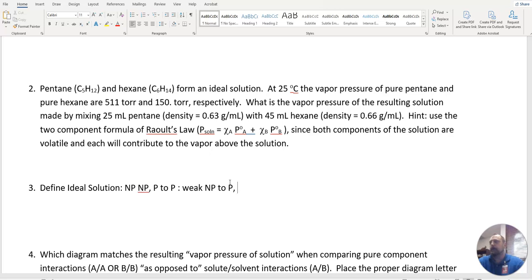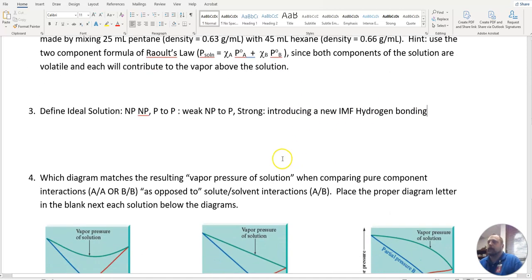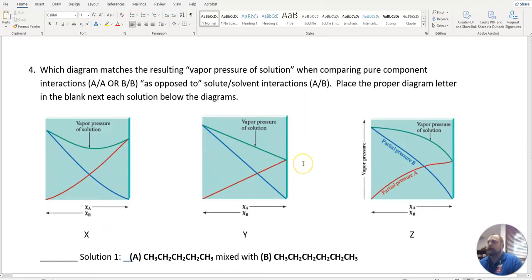And then I can also worry about when I have unexpectedly strong, we will be introducing another IMF, particularly here we're looking at hydrogen bonding. So if one of my compounds does hydrogen bonding and the other doesn't, but when I mix them, they're able to hydrogen bond to each other. For instance, when we're looking at water and acetone.